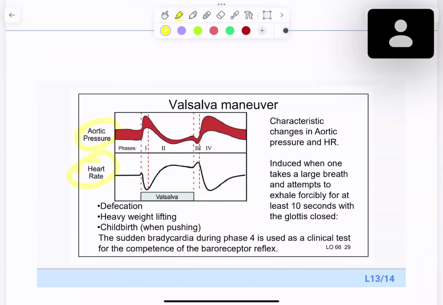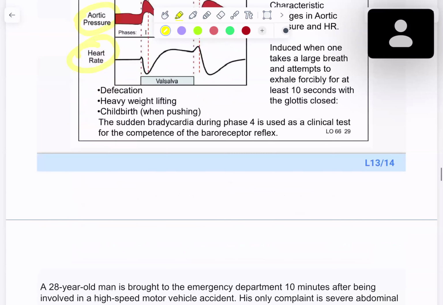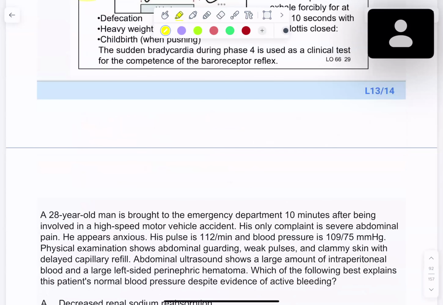Okay? We want to know, are your baroreceptors competent enough to eventually cause your heart rate to catch up and increase when they're not? This is something that you can monitor in the clinic. Does this make sense to you guys?